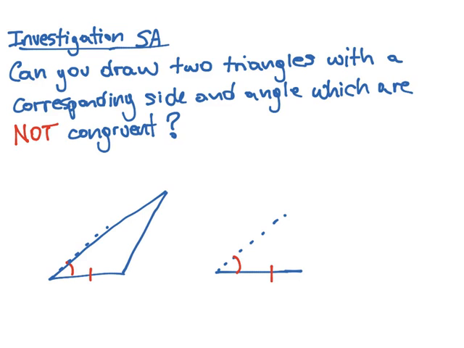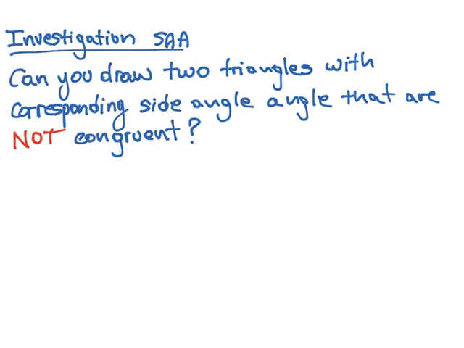So let's name it A, B, C. And now for this second triangle, let's not go as far and just finish short. Now we still have a side and angle that is corresponding, but notice that these two triangles are very much different in size and they are not congruent. Let's take a look at the next investigation. The next investigation asks, can you draw two triangles with corresponding side, angle, angle that are not congruent?